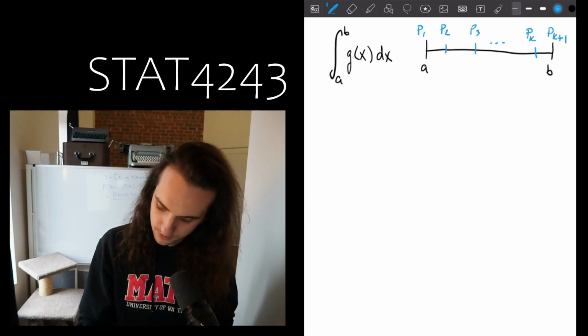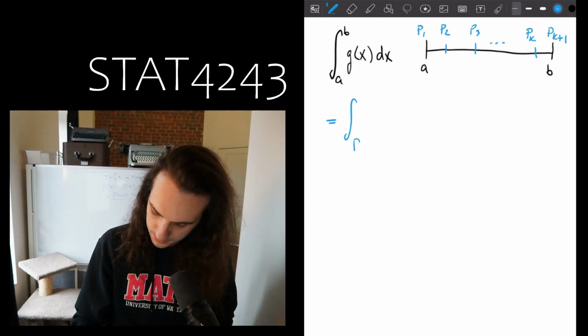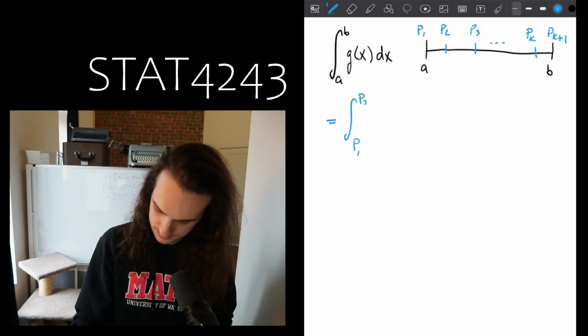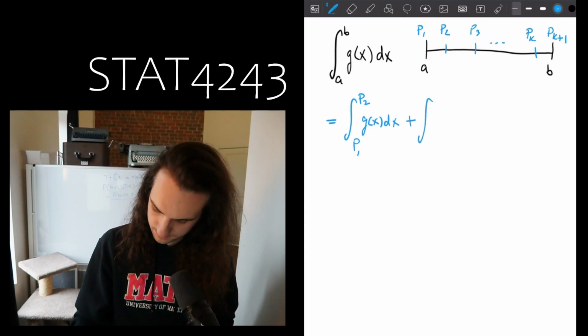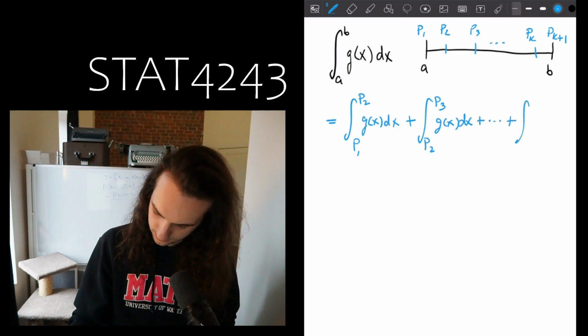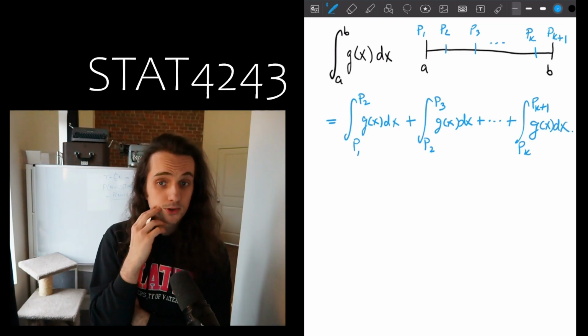And if we do this, then what we can say is that this integral is going to be the integral from p1 to p2 of g(x) dx plus the integral from p2 to p3 of g(x) dx, and so forth up until the integral from pk to pk plus 1 of g(x) dx. Right, and so why might we think about doing this?